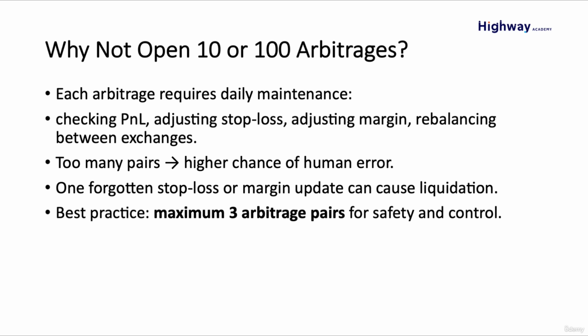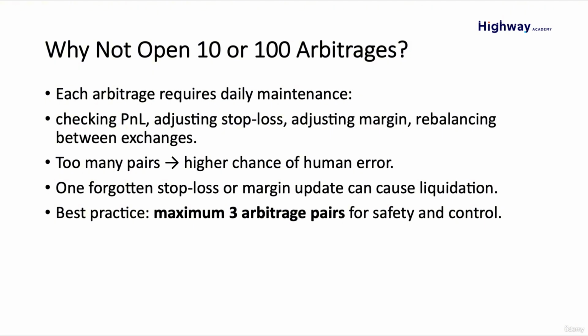At this point, some of you might think, why stop at 3? Why don't I open 10 arbitrages or even 100 arbitrages? The realistic answer is because maintaining many arbitrage positions becomes extremely difficult. Each arbitrage position requires daily monitoring. You must watch the unrealized profit and loss on both exchanges. You need to update your stop loss and take profit every time the liquidation price changes. You need to rebalance margin between exchanges. And you need to react quickly if the market suddenly becomes volatile.